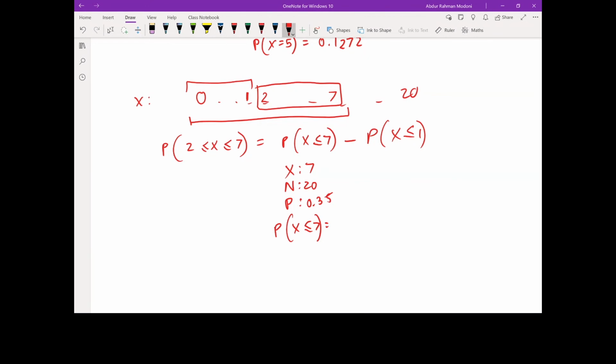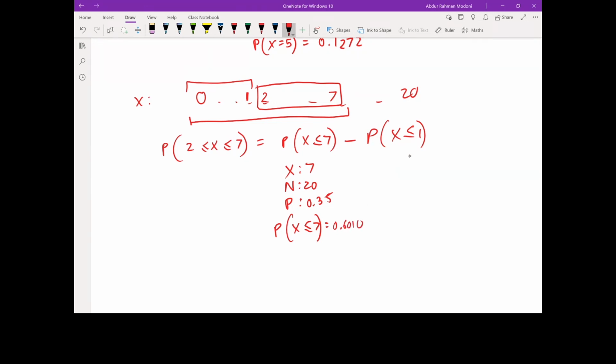Okay. So again, go to your distribution. This time, remember, you're using CD because you want everything less than or equal to 7. So go down to your calculator function and select CD, variable. X is 7 this time, N is 20, 0.35. So this gives us 0.6010.